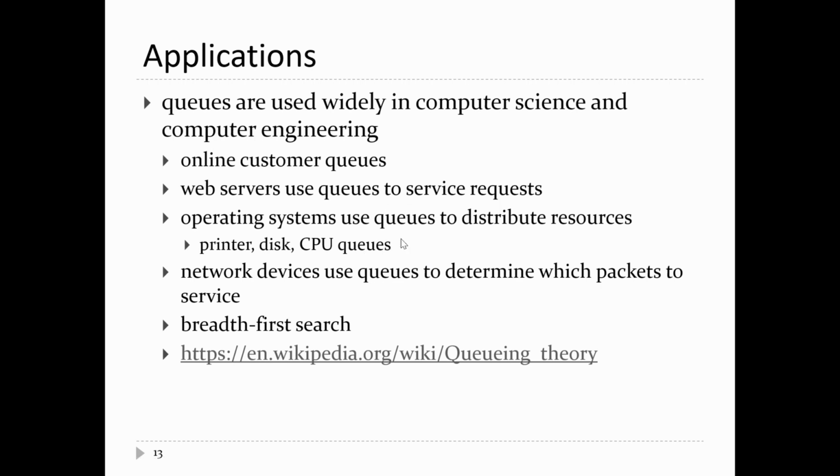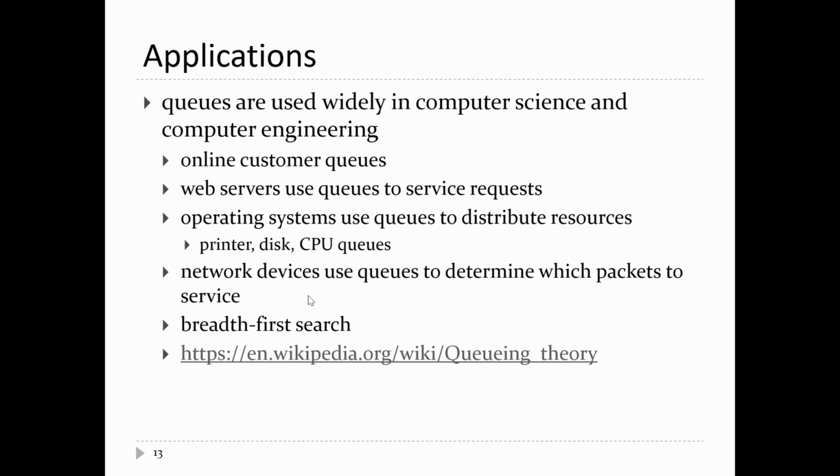Operating systems use queues to distribute resources. So there's a printer queue. If you ever printed stuff in an office where lots and lots of people use the printer, you'll know that your job goes into a queue somewhere. There might be 10 people who have printed something ahead of you. Your job goes in at the end, and eventually it comes out at the front.